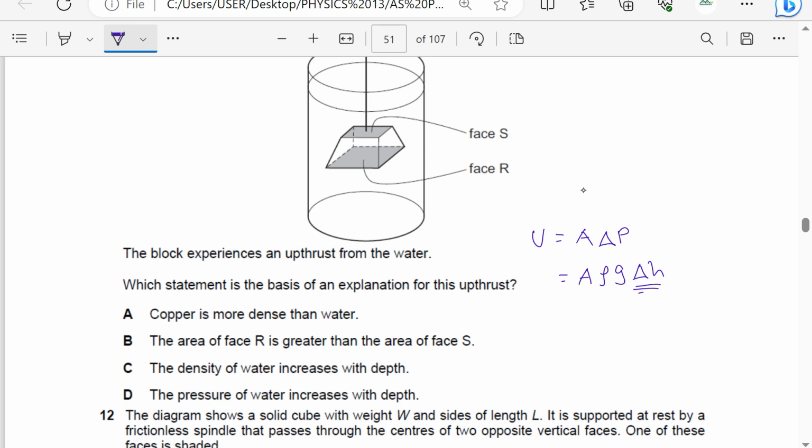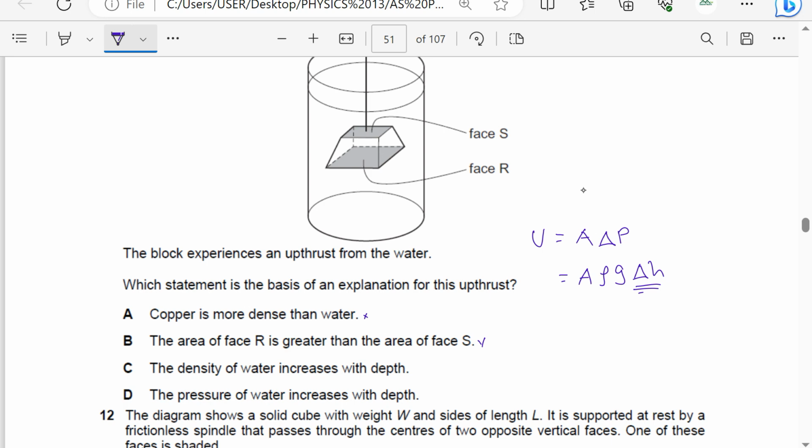So let's see. Copper is more dense than water. This does not explain that. The area of face R is greater than the area of face S. Of course, pressure in a liquid will depend on, okay, it will depend on the cross-sectional area, but pressure due to the liquid does not depend on the cross-sectional area. Which statement is the basis of an explanation for this upthrust? Because they said the body experiences an upthrust from the water. It's not because of that difference in area.